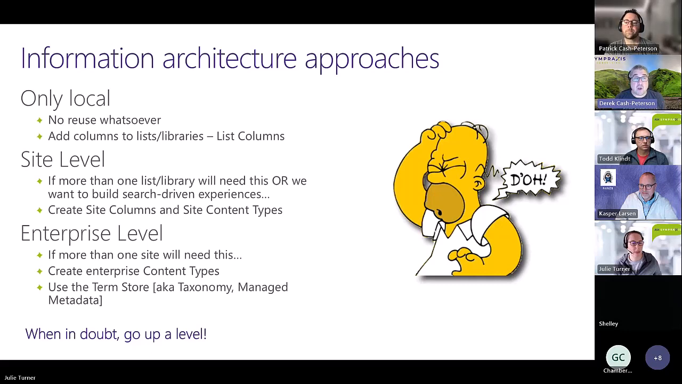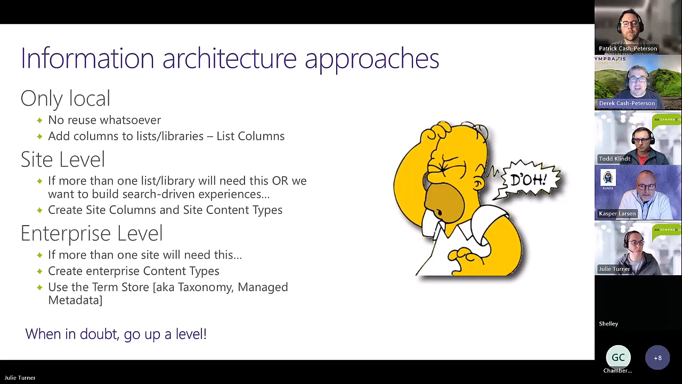If you're going to be using it across multiple lists in a specific site or multiple document libraries inside the same site, that's where you want to elevate it up to the site level and create site columns and site content types. Now, if you're going to be using things across multiple sites, that's where you want to put something at the enterprise level, and that goes into the content type gallery, or you can also use the term store, aka managed metadata or taxonomy, and you can put things up there, and then it's available across the enterprise for you to use everywhere.